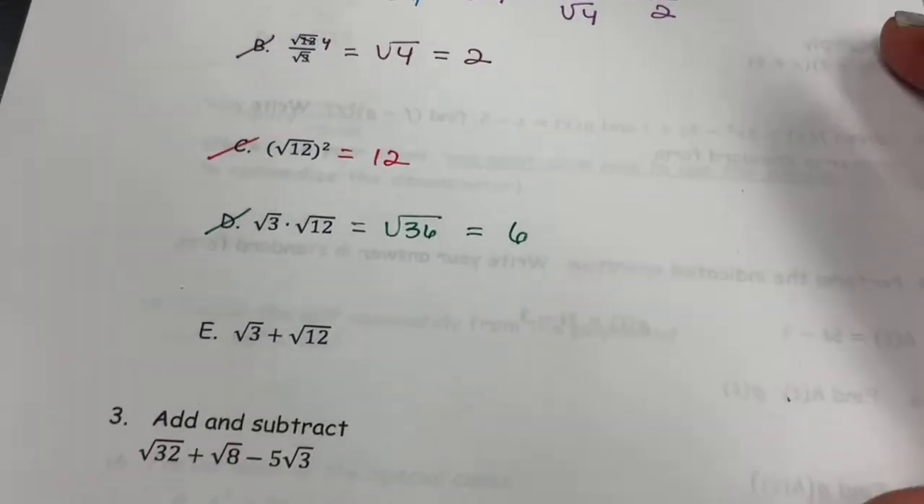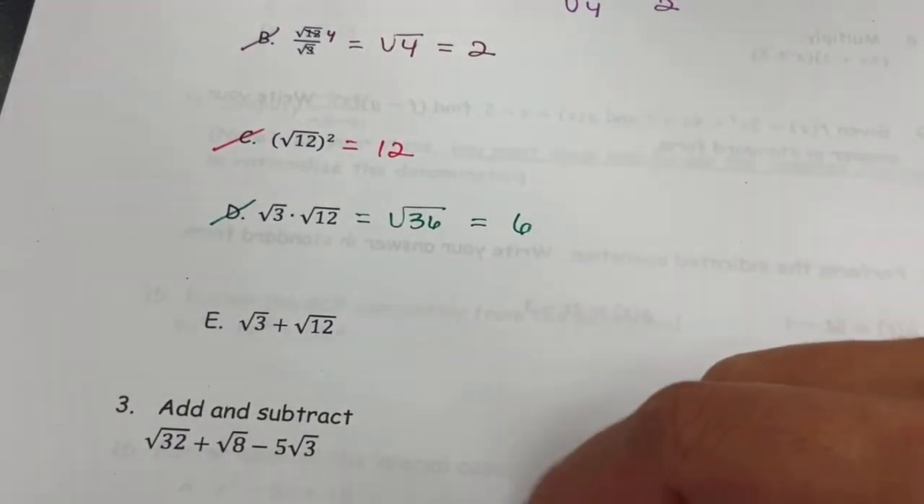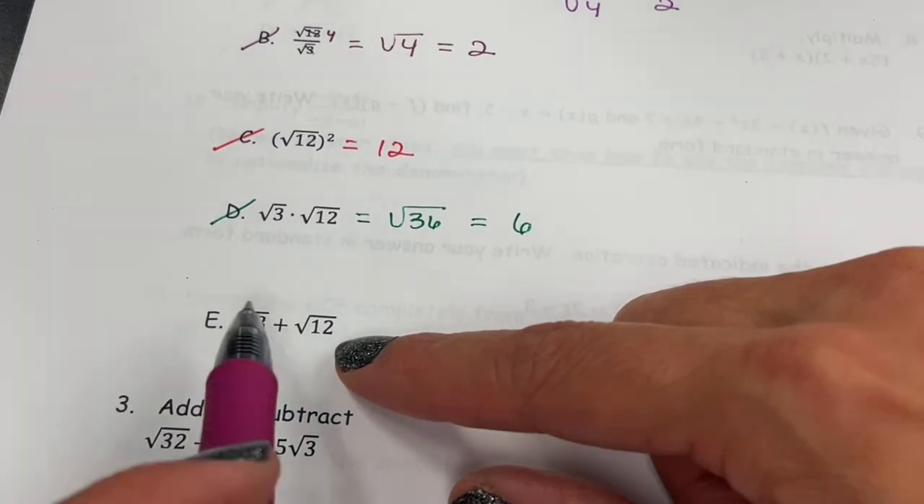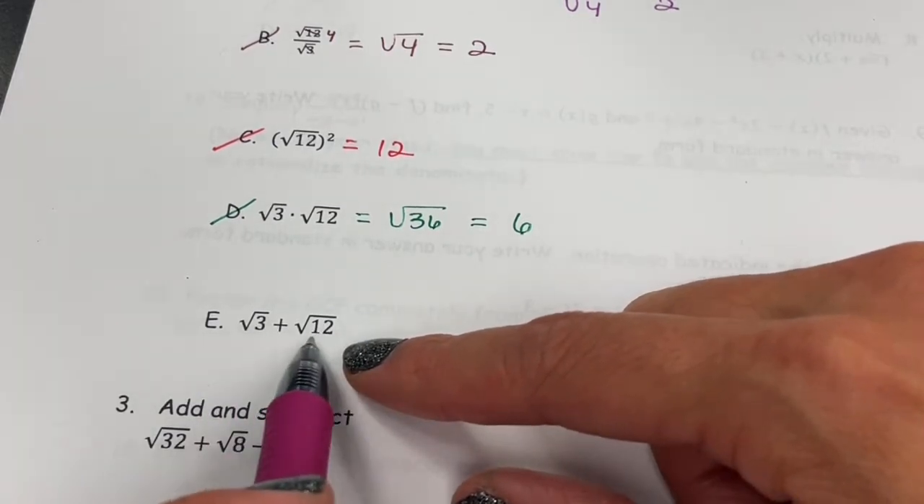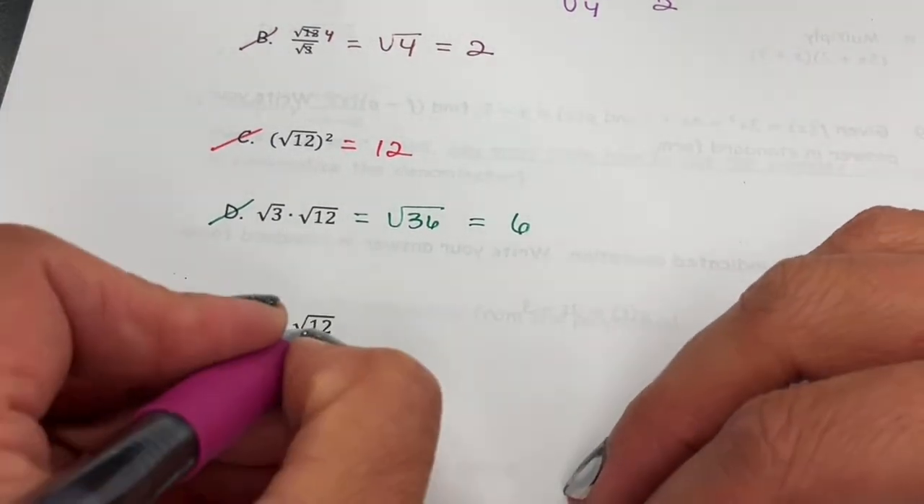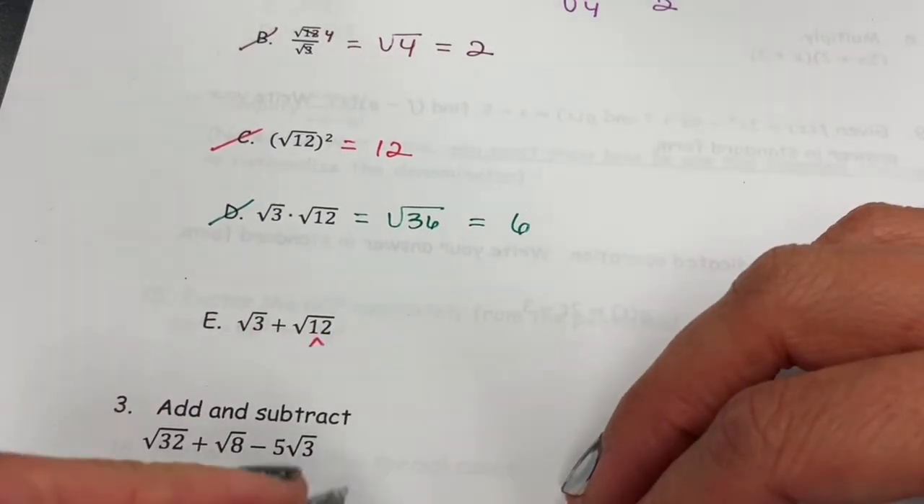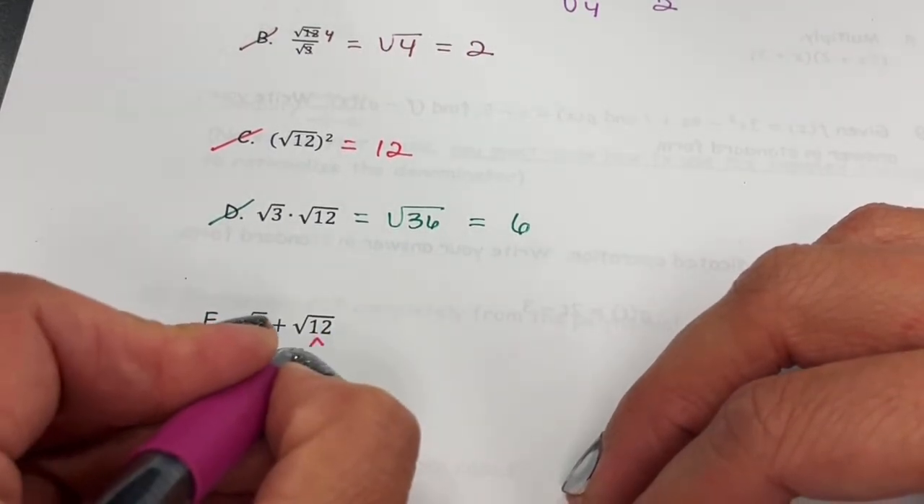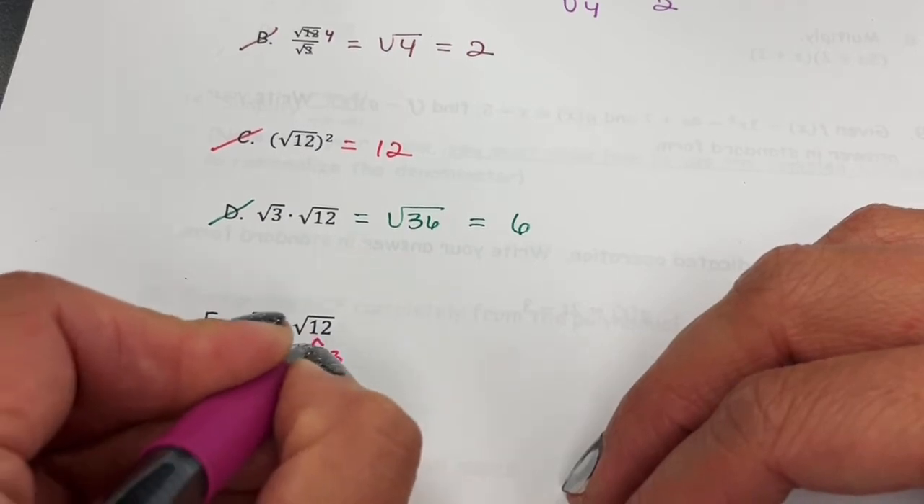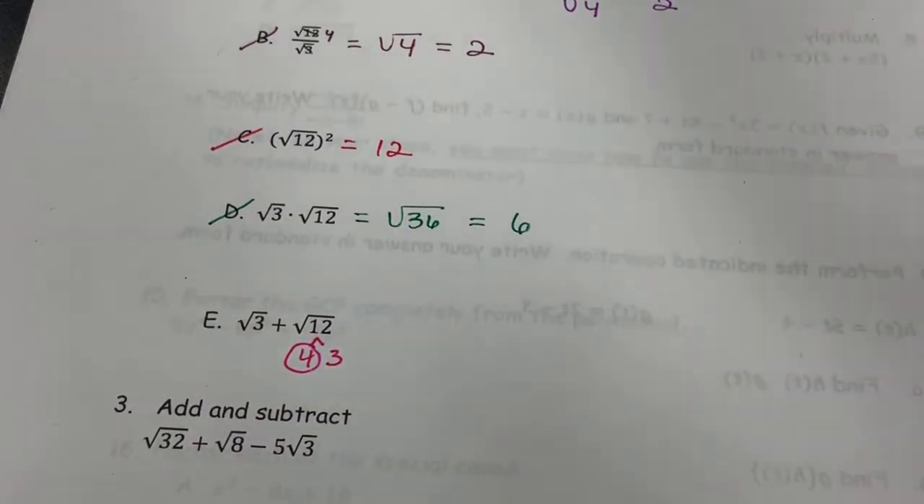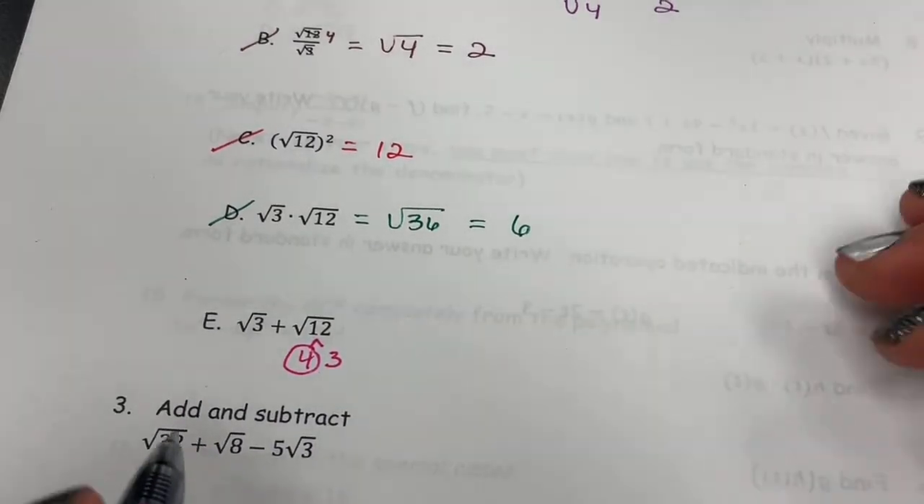Letter E is the square root of 3 plus the square root of 12. We can't add these numbers because they have to have the same number under the radical in order to add them. 12 can be broken down. You have to do a factor tree. You want to look for perfect squares. So I'm going to use 4 times 3 instead of 6 times 2 because 6 and 2 are not perfect squares, but 4 is a perfect square. And 4 times 3 is 12.